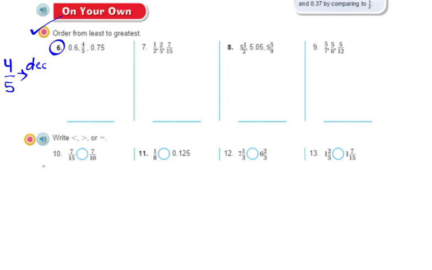Down below here, question 10. And I'm going to have you answer question 11. All right, we have some comparison, less than, greater than, or equal to. A hint for question 10, you can find a common denominator or change them both into decimals. And for question 11, I would take my fraction and change it into a decimal and compare that way.